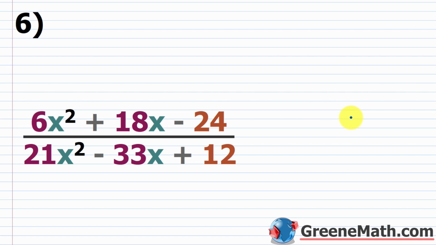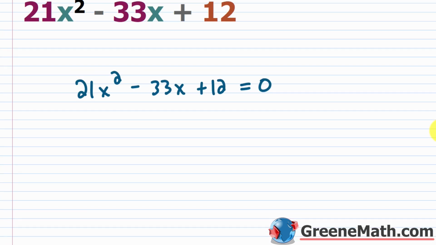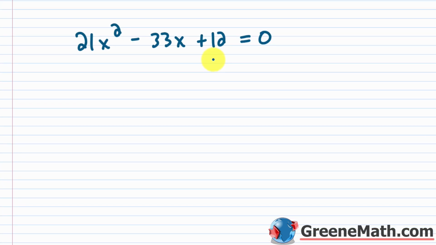All right, let's look at problem number 6 now. So we have this 6x squared plus 18x minus 24. This is going to be over 21x squared minus 33x plus 12. Let's come down here a little bit. So again, I'm just going to take my denominator, 21x squared minus 33x plus 12. I'm going to set this equal to 0, and I'm going to solve this guy. Now this guy, again, I can pull out a 3, if you eyeball that, before you even get started.